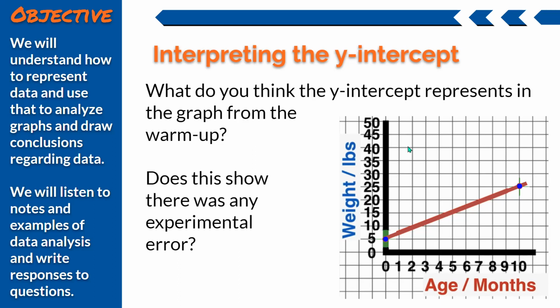Okay, this is the warm-up graph I had up there. It says, what do you think the y-intercept represents in this graph? What does this point represent? Birth, more than that. Give me another word. Birth what? Birth weight. Yeah, so the y-intercept in this graph represents the birth weight of whatever baby this is. This child weighed 5 pounds at birth, according to this graph. Okay, does this show experimental error? Not necessarily. It's kind of hard to tell with just that, but that seems reasonable. Babies are born at 5 pounds. So there's nothing in there that tells me that it's way off or anything like that.